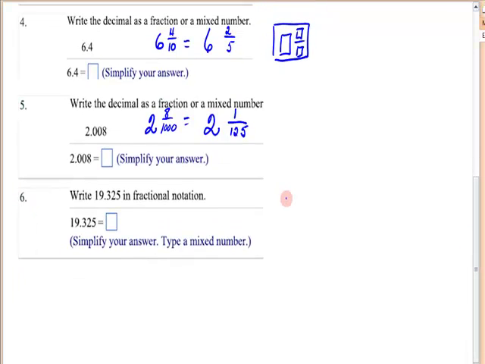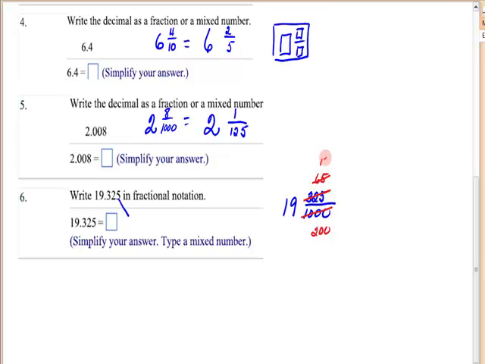All right, last one to practice. This is 19 and 325. You use the denominator from the final position: tenths, hundredths, thousandths. 325 over 1,000. This numerator is divisible by 5, probably more than that, but let's start with 5. So 325 divided by 5 gives me 65. 1,000 divided by 5 gives me 200. And yes, 5 will still go into those.